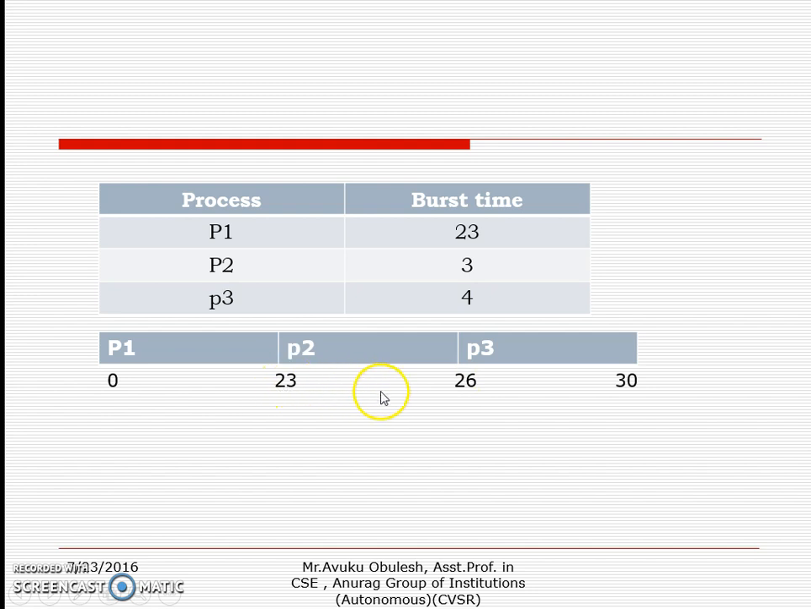That's 23 plus 3, 26. From here, P3 will start execution. The P3 burst time is 4, that's 26 plus 4, 30. This is a Gantt chart, which exhibits the process execution on a timeline.